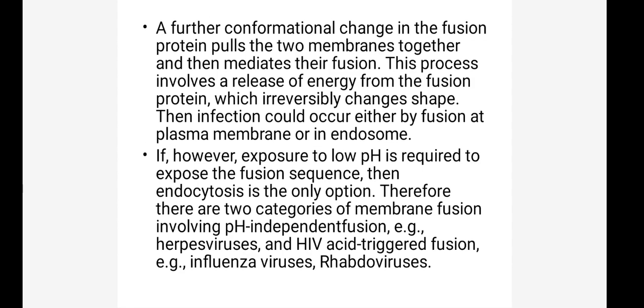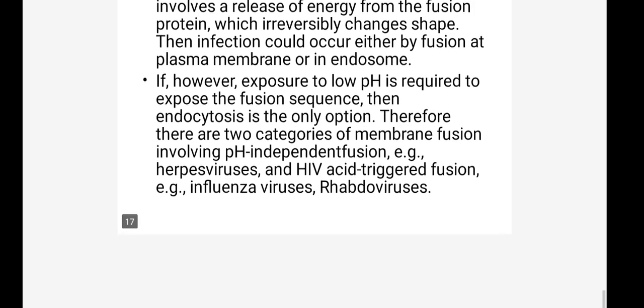If, however, exposure to low pH is required to expose the fusion sequence, then endocytosis is the only option for lowering the pH. Therefore, there are two categories of membrane fusion: pH independent fusion, in the case of the herpes virus and HIV, and acid triggered fusion, which involves the influenza virus and the rhabdoviruses.